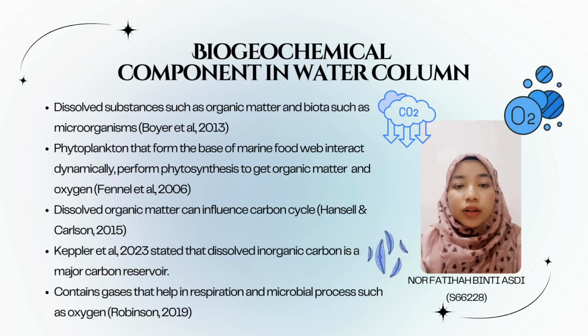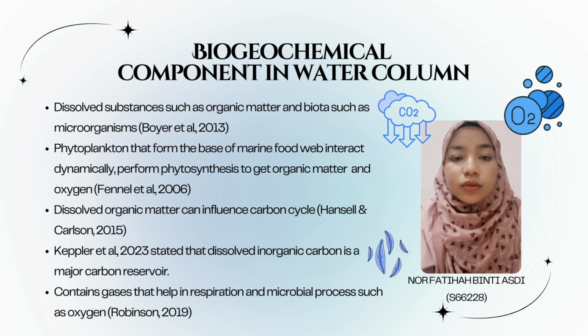Biogeochemical components in the water column include physical, chemical, and biological features, such as suspended sediment, phytoplankton, and zooplankton. These components can affect the cycling of elements and energy within the water column, such as dissolved substances, including nutrients and dissolved organic matter, by tasks such as bacteria, algae, and microorganisms (Boyer et al. 2013). Other than that, phytoplankton, which are algae that form the base of the marine food web and are crucial for primary production in marine ecosystems, can interact dynamically with the water column, which also plays an essential role in performing photosynthesis to convert sunlight and nutrients into organic matter and oxygen.